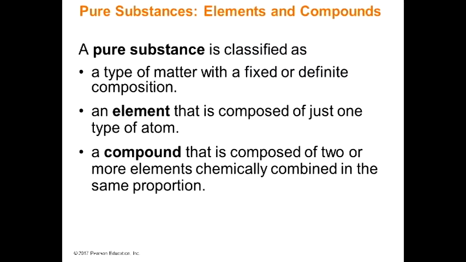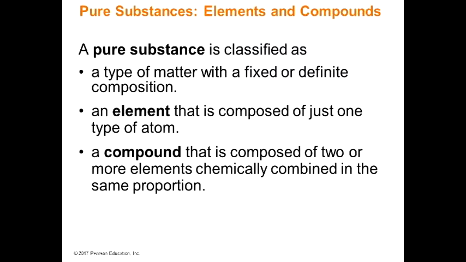Okay, a pure substance classifies a type of matter with a fixed and definite composition. It's definite. That's what it is. It doesn't change. Brass is brass. Steel is steel. You get it? All right? Diamond is diamond. Okay? Cubic zirconia is cubic zirconia. An element is composed of just one atom. It's just that. That's all it is. And a compound is composed of many. That's what we just showed you.